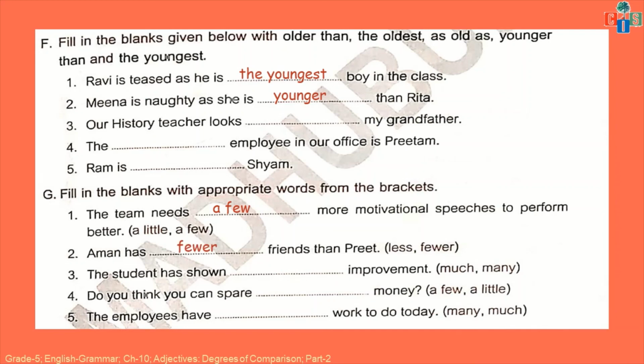Okay, Aman has dash friends than Preet. Aman has fewer friends than Preet. Here we are talking about two, Aman and Preet. So we have to change few into comparative form. By adding er, I changed few into fewer, right? In this way you have to solve all these exercises, and in this way we have completed this 10th chapter, adjectives, degrees of comparison.